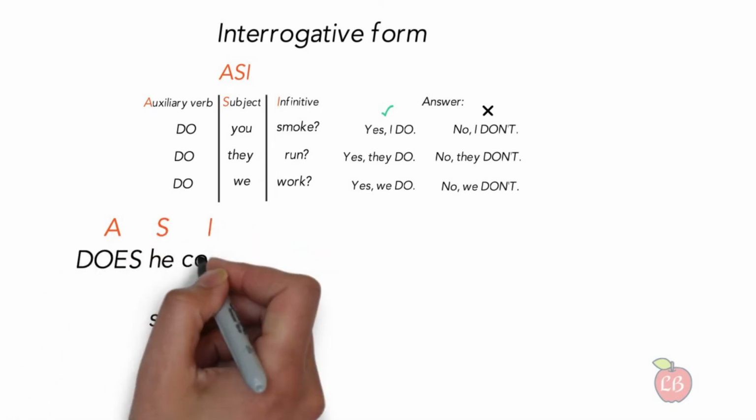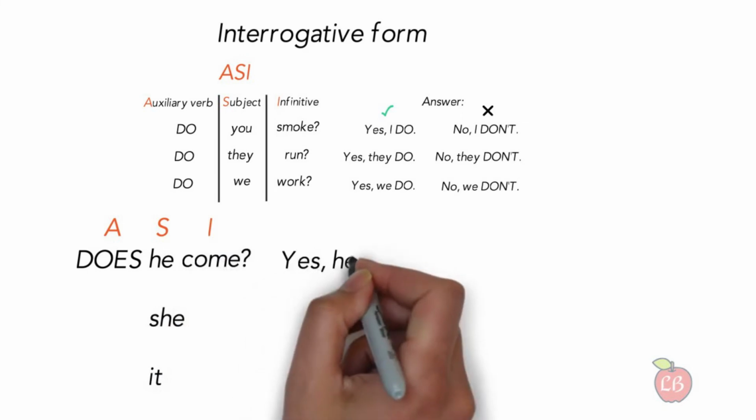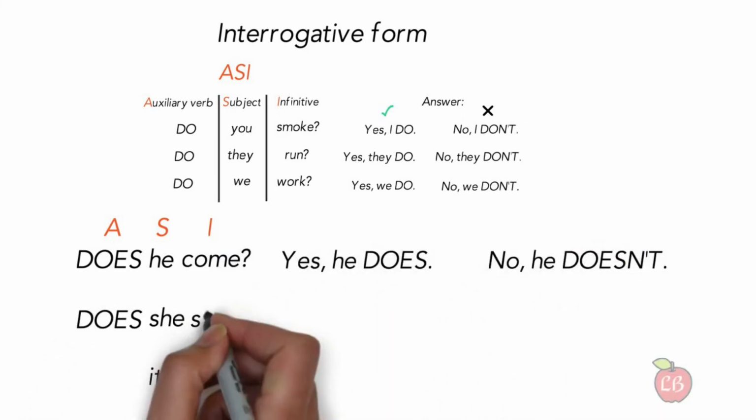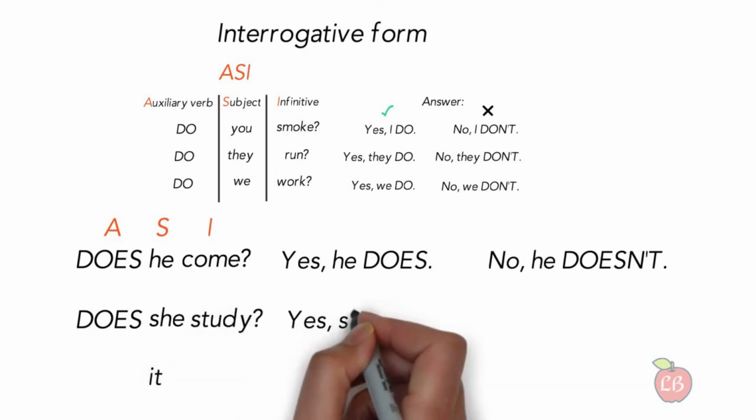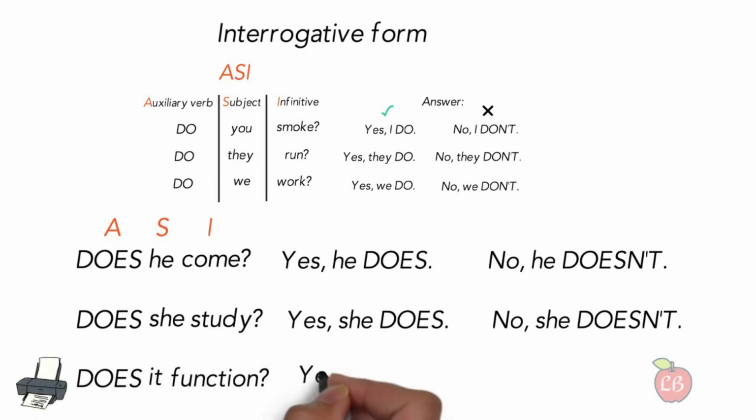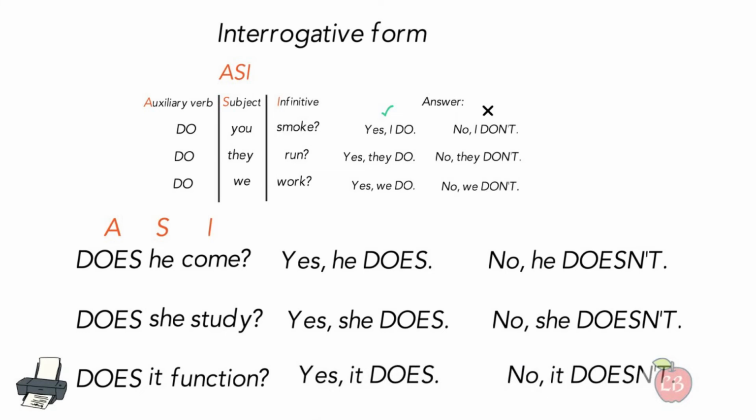An example, does he come? Yes, he does. No, he doesn't. Does she study? Yes, she does. No, she doesn't. Or does it function? Asking, for example, about the machine or a printer, does the printer function? Yes, it does. No, it doesn't.